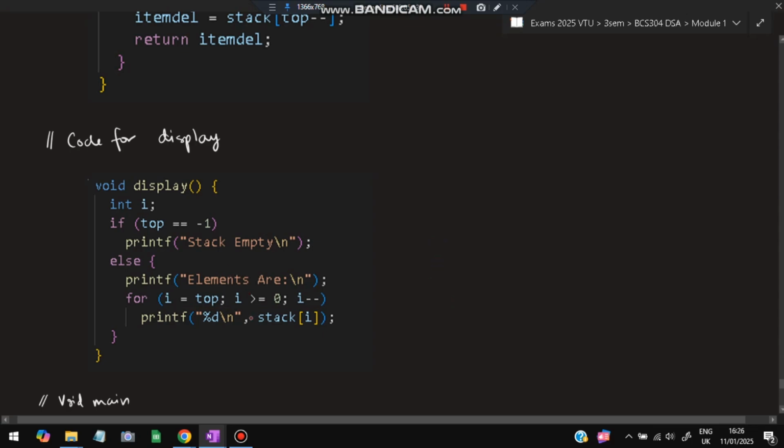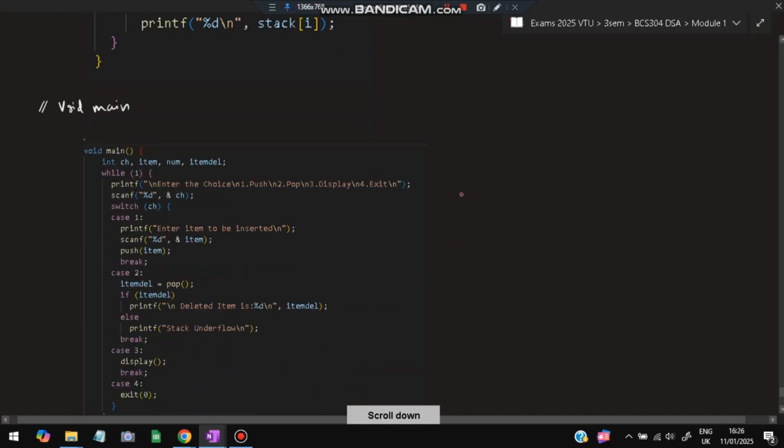Inside this we have to print the stack of i. Okay, that's all. The stack of i, wherever it is pointing, you have to print it. Again next we have to print it, and again next. So it keeps on decreasing as long as i is greater than or equal to 0. Once it becomes less than 0, the loop will stop and all the elements will have been printed. Okay, that's for the display.